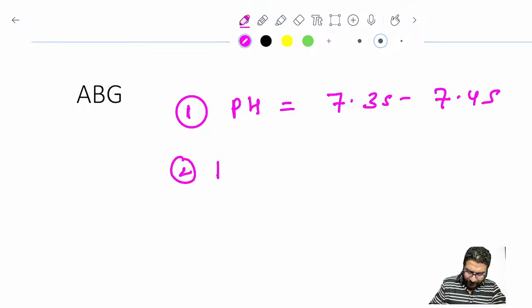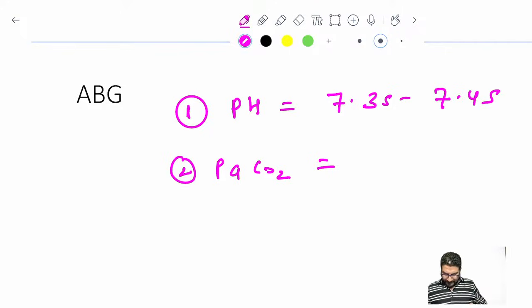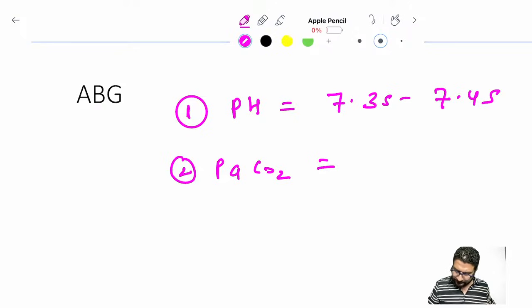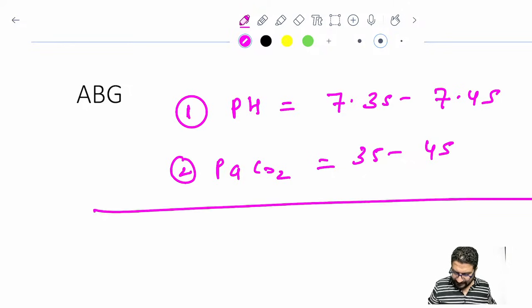Second thing you have to remember is PaCO2. It is 35 to 45. So understand this thing. पहले आपको pH देखना है, उसके बाद क्या देखना है? PaCO2. So when you see pH and PaCO2, this will be 35 to 45. And then just remember the rule.